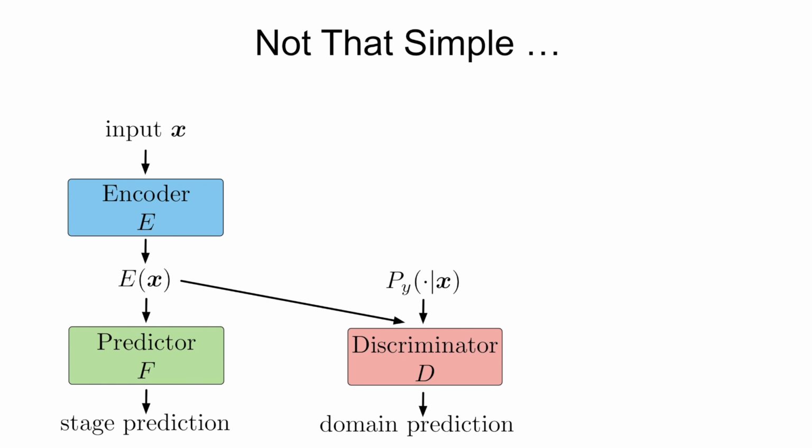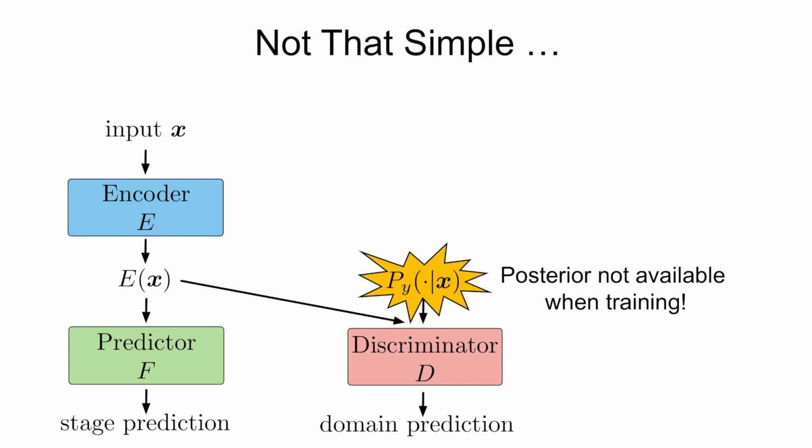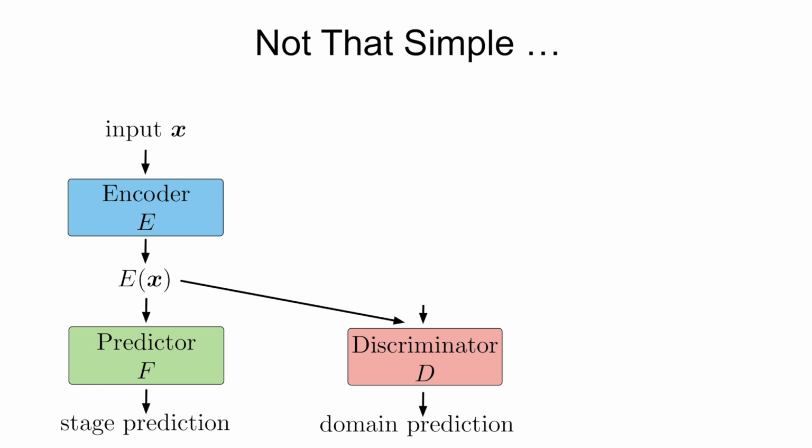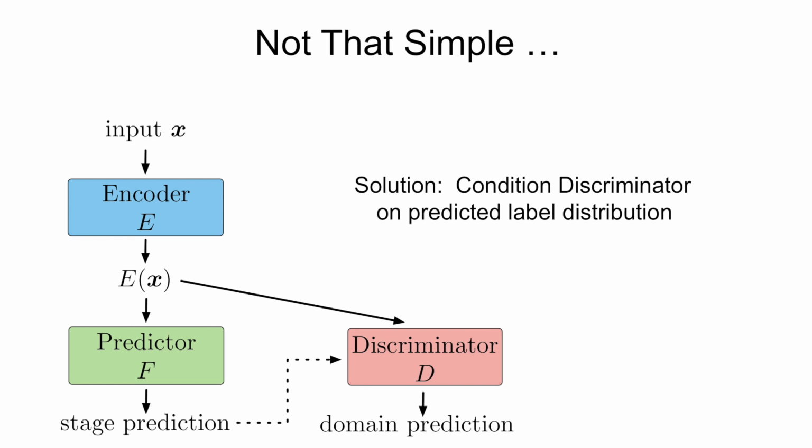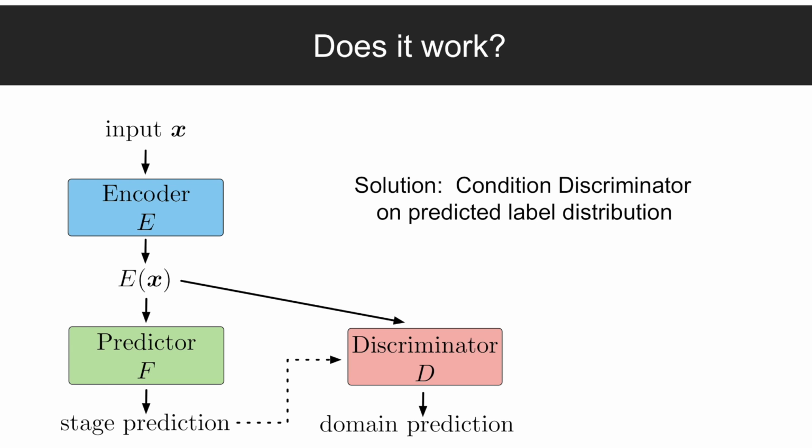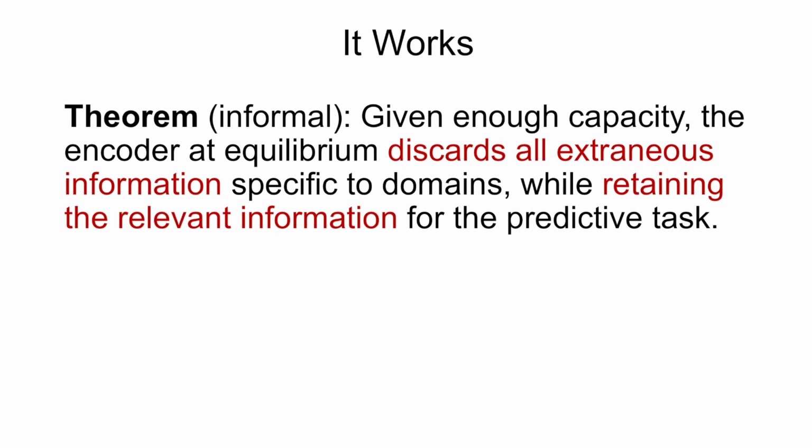But it's not that simple. We don't have the posterior label distribution during training. So how can we train such a model? Here's the solution. We approximate the posterior with the predicted label distribution and simply condition the discriminator on the output of the predictor. Now the question is, does it work by conditioning on the predicted label distribution? The answer is yes, it works.